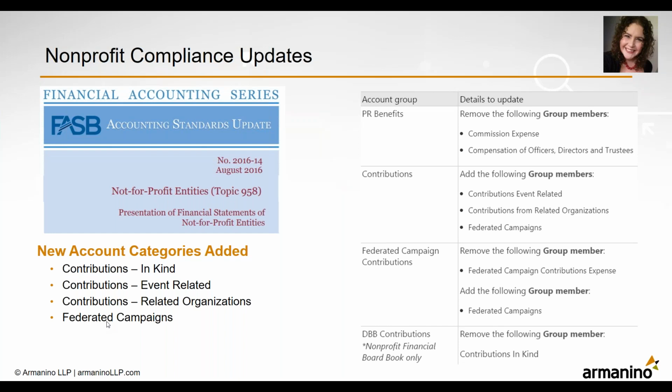So if, for example, you are not segregating out your event related or your related organization contributions, you may want to consider creating some new accounts and using these new categories to segregate that out so that you don't have to analyze those accounts when you go to do your 990 reporting. They're already going to be segregated out into how you need to report to the IRS. So that's some exciting things.